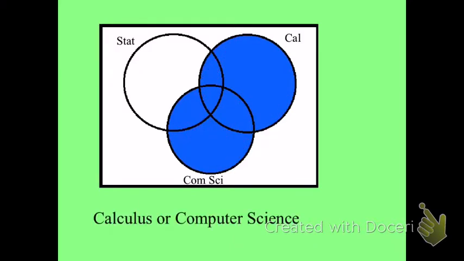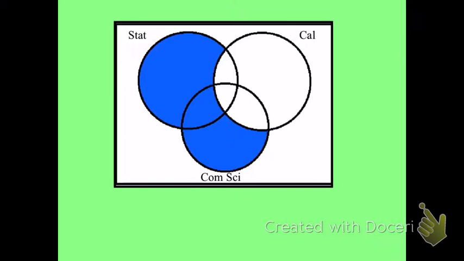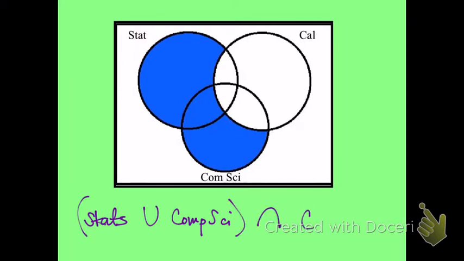Okay, the next one. I got it. Statistics or computer science, and not calculus. Perfect. So I would say stats or comp sci, and calc complement. So they're either taking stats or comp sci, but they're purposefully not taking calculus, because that whole thing is not shaded.